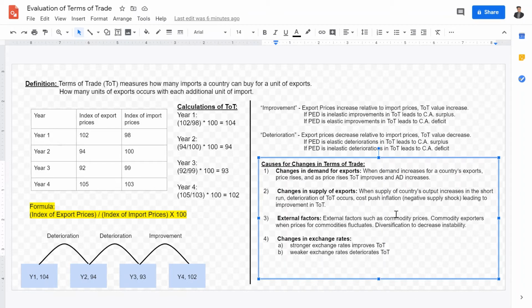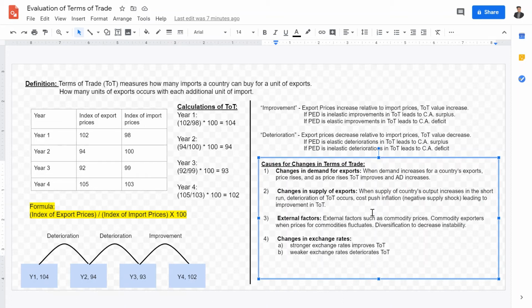When the supply of a country's output increases, in a neoclassical and a Keynesian view, at least in the neoclassical view, in the long run a country is always producing at its production possibility frontier. It's always producing at the maximum efficiency at full employment. However, in the short run, a country can push the production possibilities and increase the country's total output. Now, this will lead to a deterioration in the terms of trade.